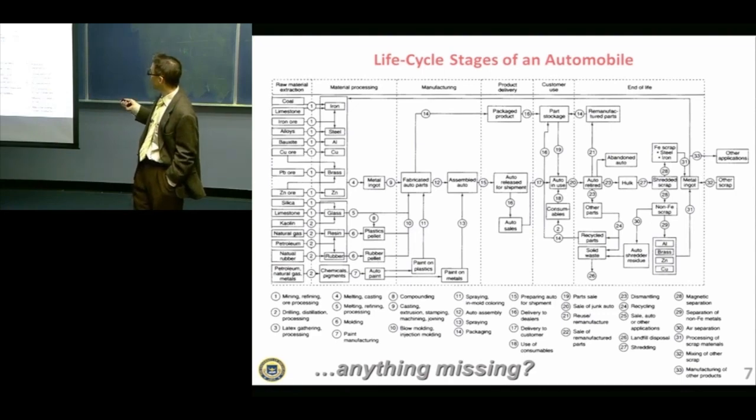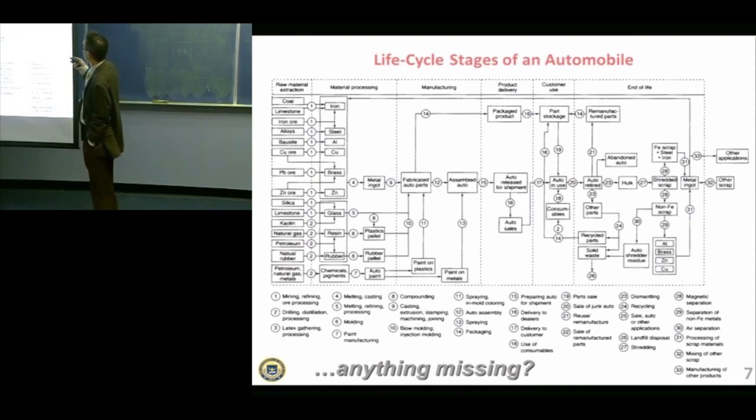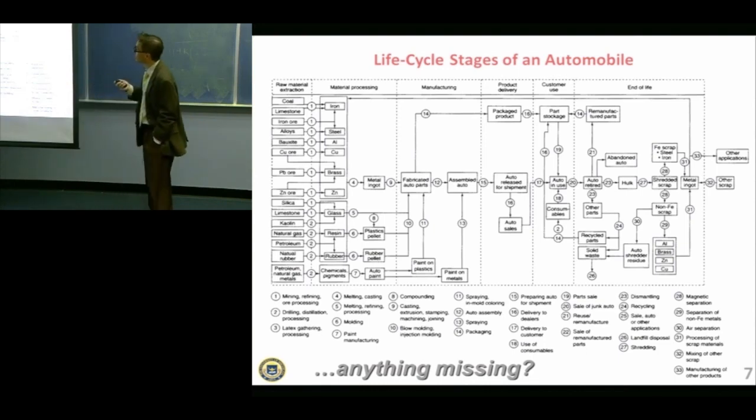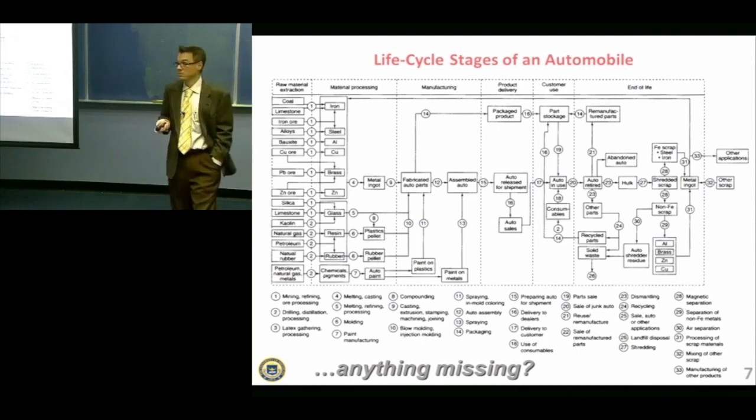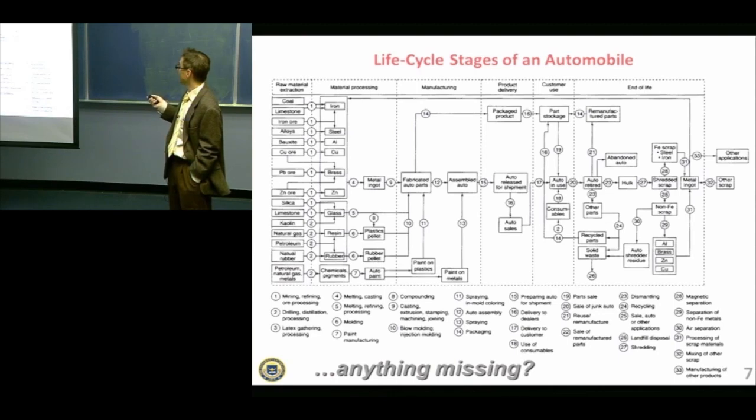No arrows going back. Well, there are a few, Josh, inside. So like the shredder residue, oh, that's not a good example. Let's see. Somewhere we've got recycled parts here. This is a little small to see, but there is some recycling going on. So we've got shredded steel scrap here, or iron scrap, and that comes back in the ingot. And then some of that goes to make new vehicles.